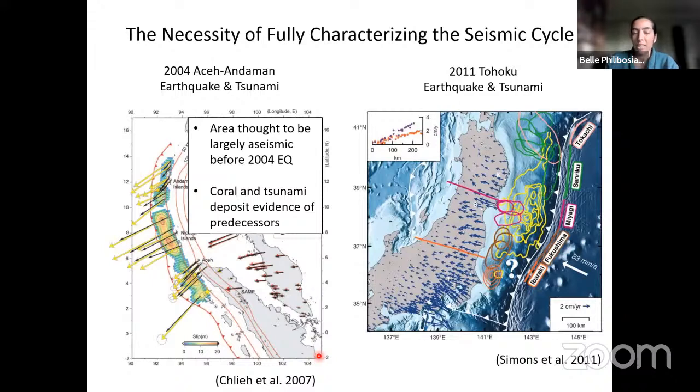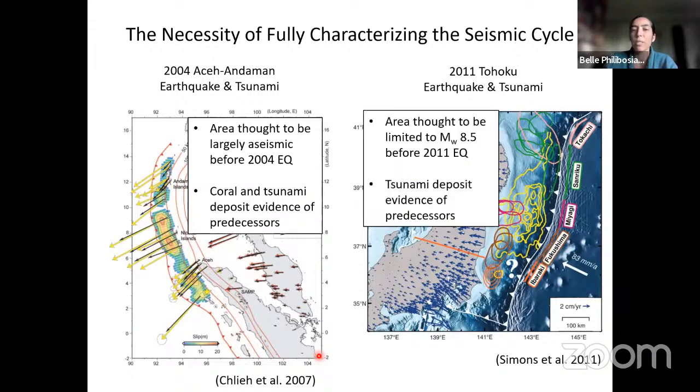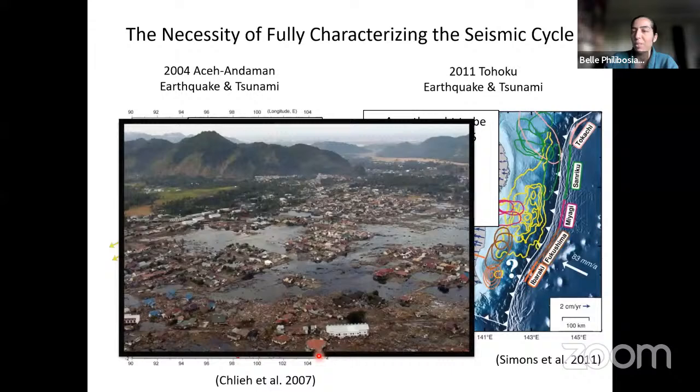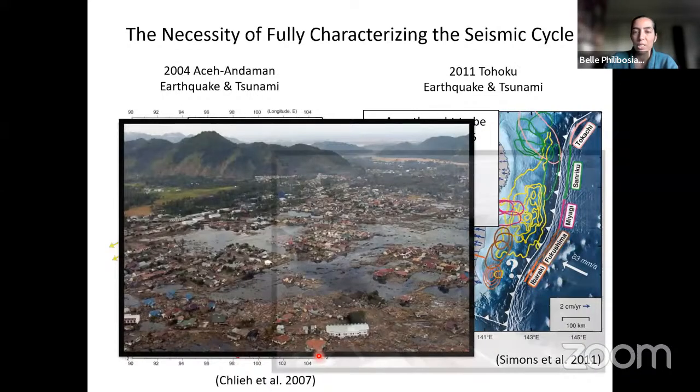But in general, that knowledge had not been transferred in a way that allowed the anticipation of that event. And this is not only a problem in Indonesia. Similarly, in Japan, prior to the 2011 Tohoku earthquake and tsunami, there had been many earthquakes in this area with tsunamis, but it was thought to be limited to magnitude 8.5. There was not an anticipation that you could have an earthquake of magnitude 9 in this area. But again, there was geologic evidence from tsunami deposits of earthquakes of a similar size as the 2011 event.